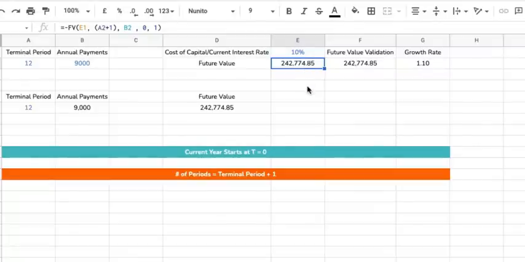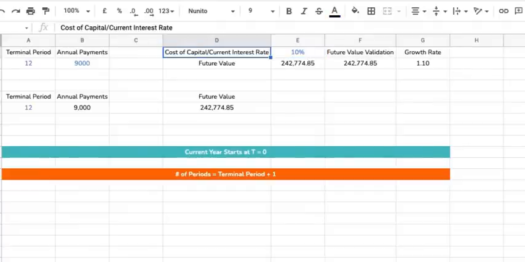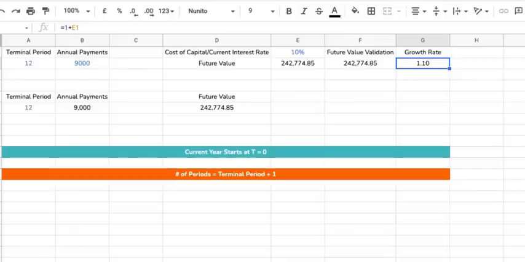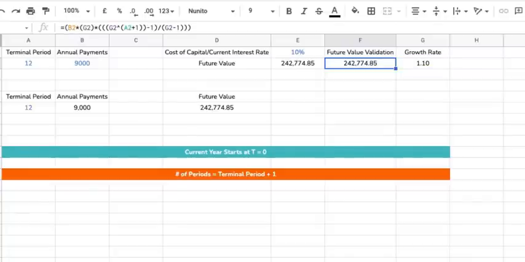Now I can also validate the future value by using our simple geometric progression formula, because if you're making periodic payments and the cost of capital is a constant 10% or 5%, something like that, then you can convert this cost of capital or current interest rate to a growth rate, right? Now the growth rate is essentially your 1 plus interest rate. So using this growth rate, you can directly calculate the sum of the geometric series, and that should be equal to the future value. Now what about the other way around?